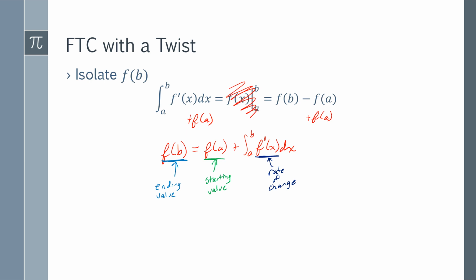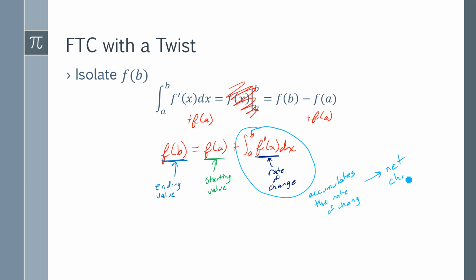So a lot of times in applications, we know the value that something starts at, we know the rate of change for it, and we want to find where it ends. So the FTC with a twist gives us an easier approach to this: if I want to find an ending value, I take the starting value and add on the integral of the rate of change. What that now means is that the integral of the rate of change accumulates the rate of change to give us the net change.